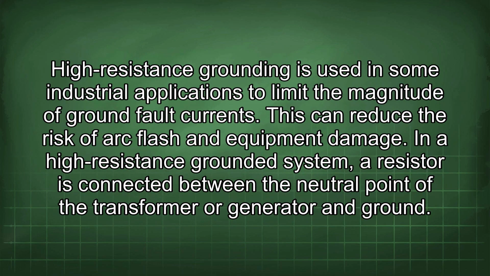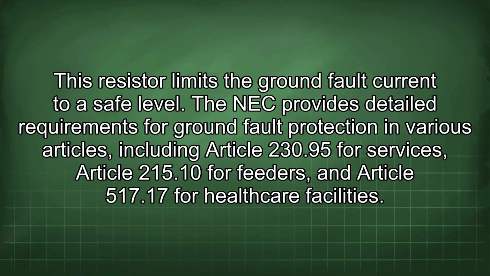High resistance grounding is used in some industrial applications to limit the magnitude of ground fault currents. This can reduce the risk of arc flash and equipment damage. In a high resistance grounded system, a resistor is connected between the neutral point of the transformer or generator and ground. This resistor limits the ground fault current to a safe level.